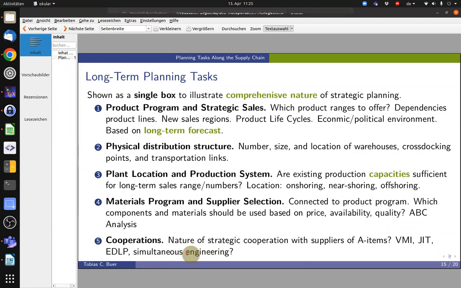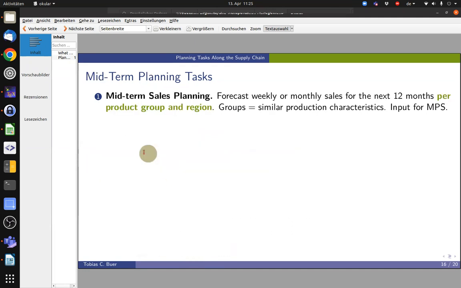Simultaneous engineering, we discussed this in product design. We design a product together with our suppliers because they may know more about the different parts and the different requirements. So we develop products together. These are discussed under cooperations. Now let's move from the long-term planning to the midterm planning tasks.